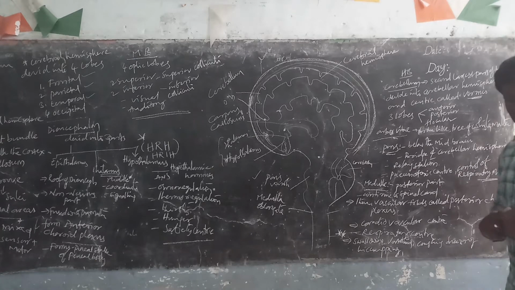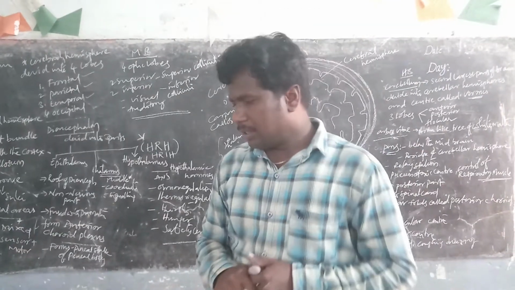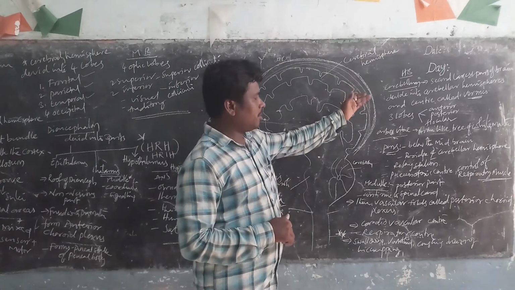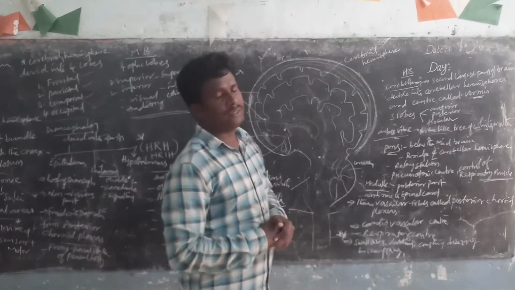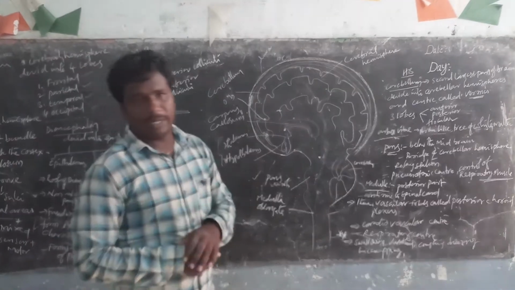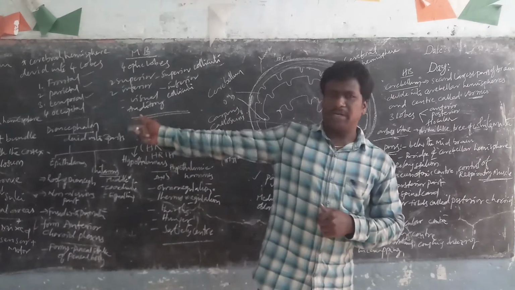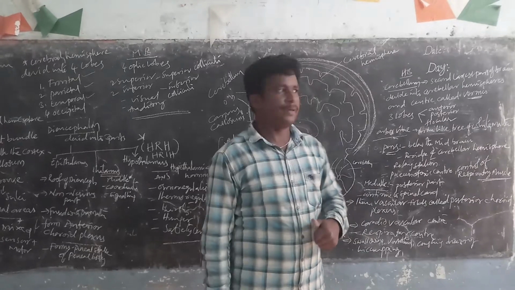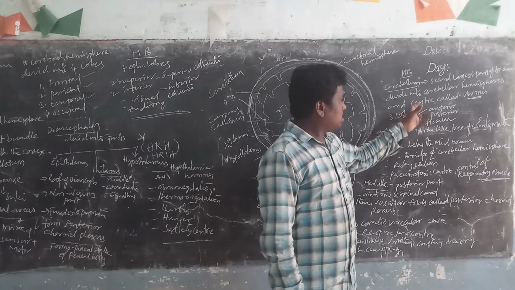Then another one is the hindbrain. The hindbrain is divided into three parts: cerebellum, pons varolii, and medulla oblongata. Here the cerebellum is the second largest part of the brain. The first one is the cerebrum, the second one is the cerebellum. The cerebrum is divided into cerebral hemispheres, and the cerebellum is divided into cerebellar hemispheres. The cerebellar hemispheres are connected at the center.